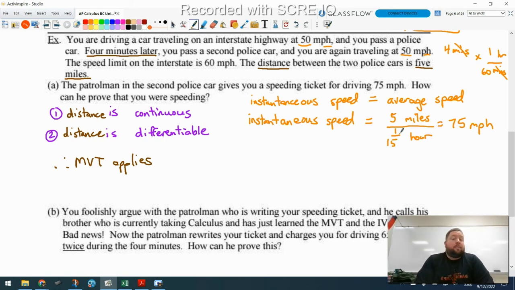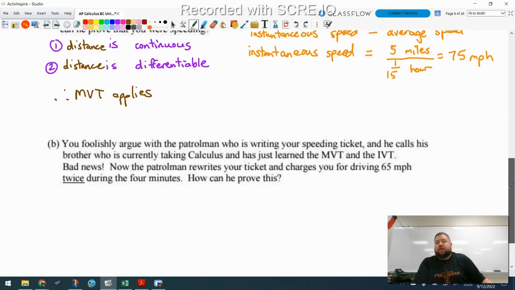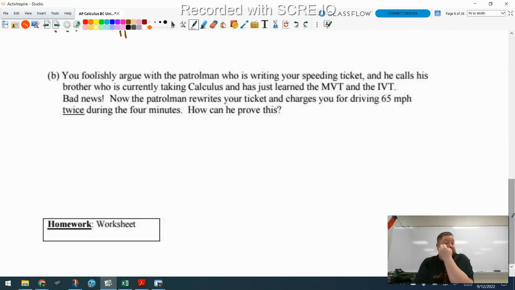All right, so now you are going to be foolish and you're going to argue with the patrolman who's writing your speeding ticket. He's going to call his brother who's currently taking calculus and is just learning the MVT and the IVT. All right, this is bad news for you. Okay, now the patrolman's going to rewrite your ticket and is going to charge you twice for driving 65 miles per hour. How can he prove this?